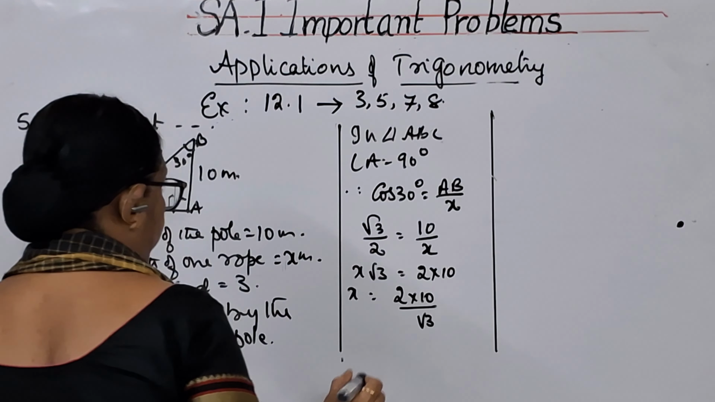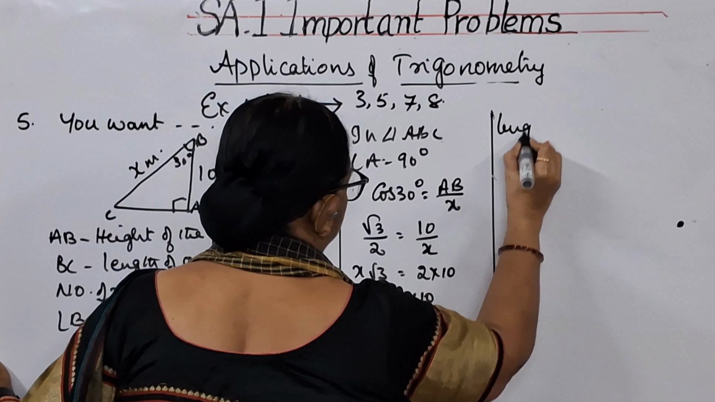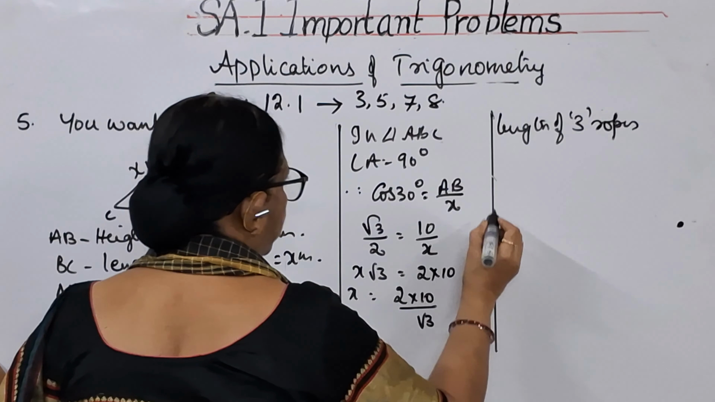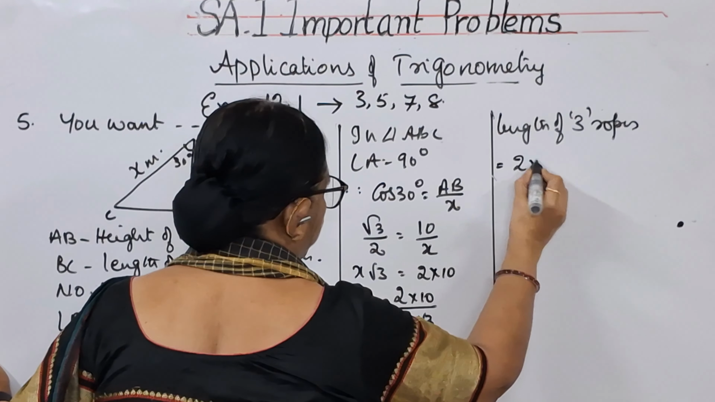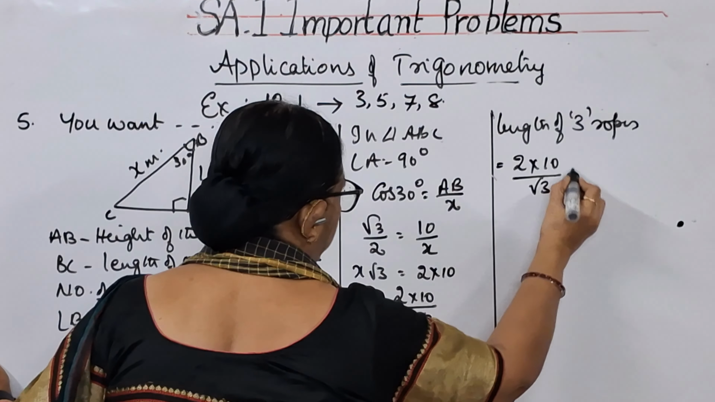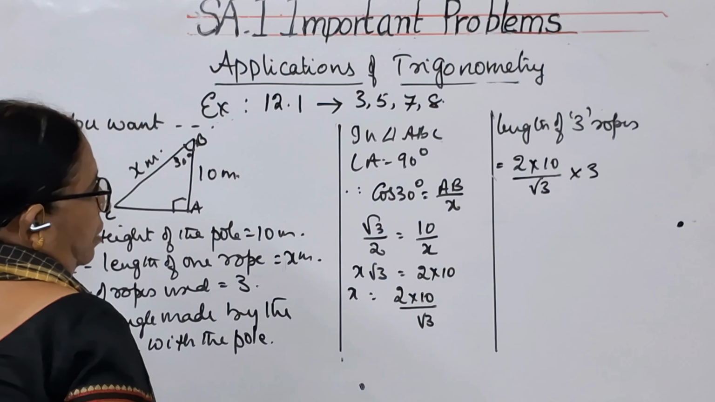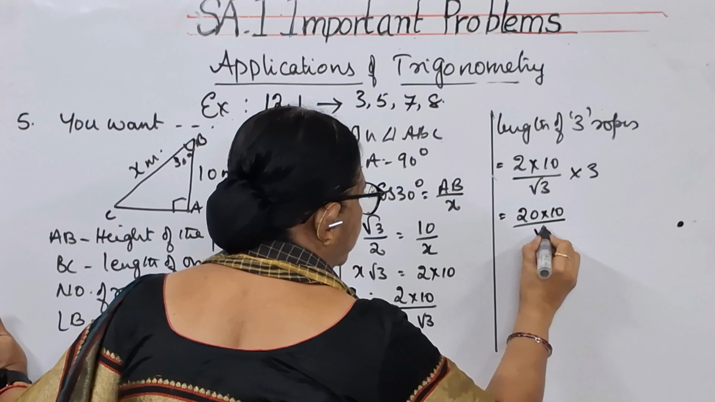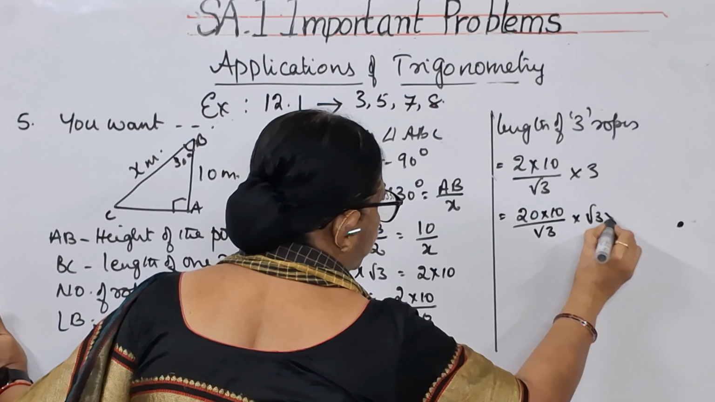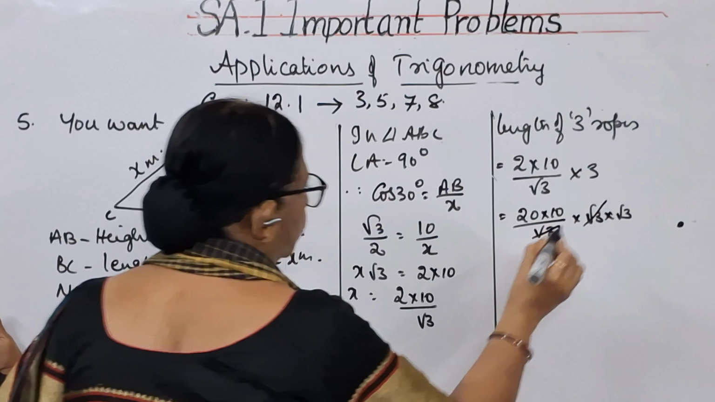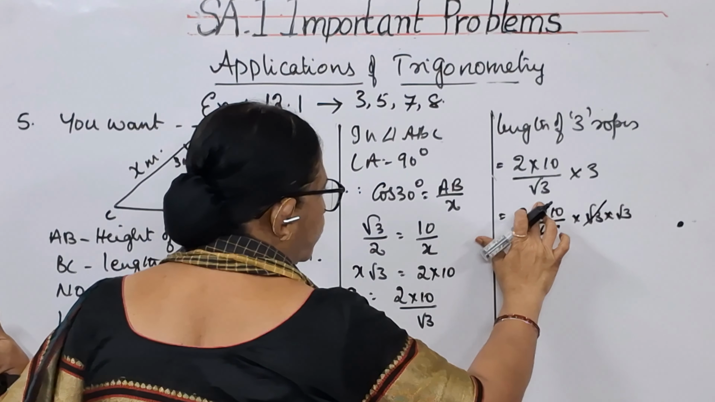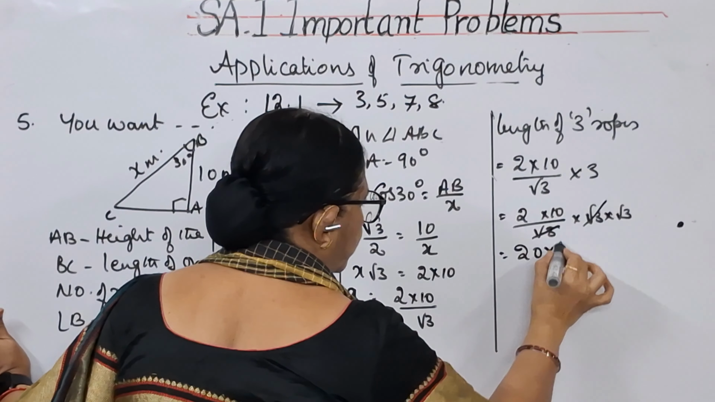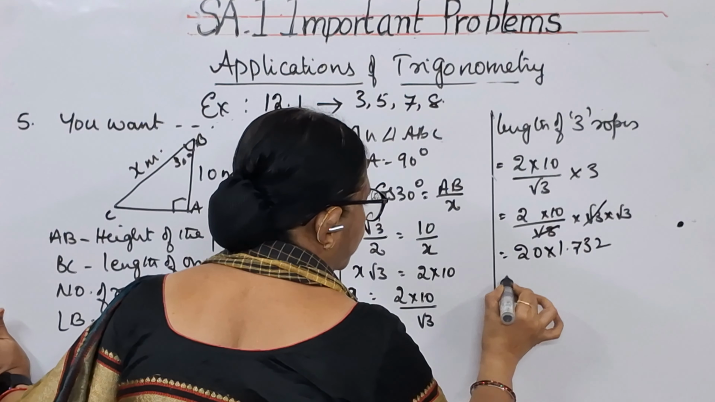Length of 3 ropes. What can I do? This is equal to 2 into 10 by root 3 multiplied by 3. That means 2 into 10 by root 3. 3 can be written as root 3 into root 3. So root 3 will get cancelled. Here this is 2, children. Sorry, 2 into 10. So that means what? 20 into root 3 value, which is 1.732.